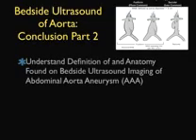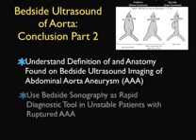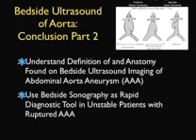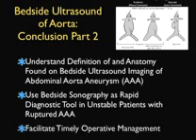In conclusion, thanks for tuning in to the Soundbites module covering part 2 of bedside ultrasound of the aorta. Hopefully now you understand the definition of and anatomy found on bedside ultrasound imaging of an abdominal aortic aneurysm. And now you can use bedside sonography as a rapid diagnostic tool in those patients who present with unstable hemodynamics and a rupturing AAA, facilitating timely operative management and minimizing the delay to triage mobilization of this patient towards the operating room to save a life.